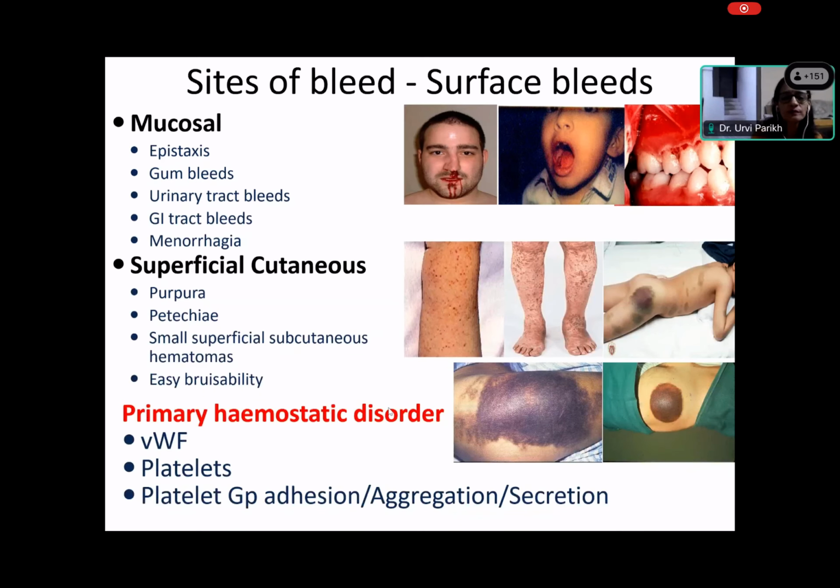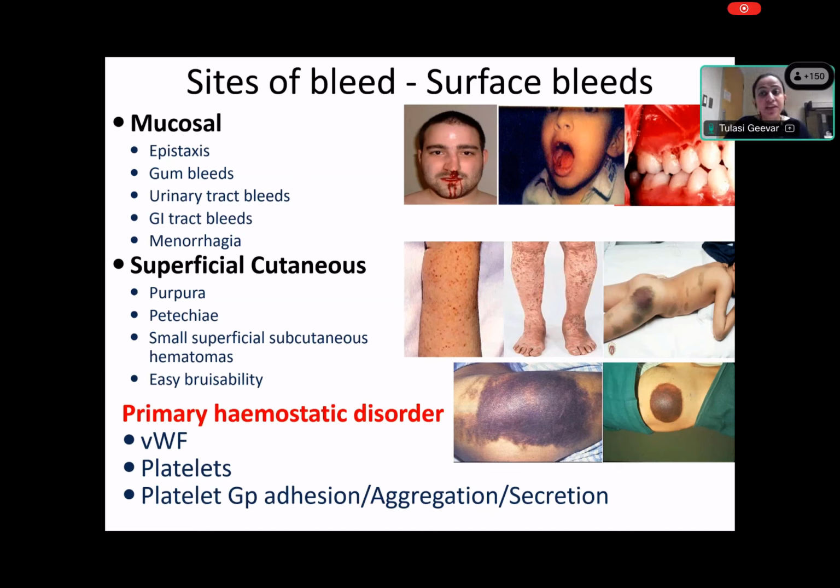Visible now. Thank you. So when you look at the sites of the bleed, there are surface bleeds. They can be surface mucosal bleeds, that is bleeding from the mucosal surface, like epistaxis, gum bleeding, urinary tract bleeding, GI tract bleeding, or menorrhagia. These are mucosal bleeds or surface bleeds, or surface skin bleeds like purpura, petechiae, ecchymosis, easily visible. So these are the types of bleeding manifestation that can be seen in primary hemostatic disorders, like von Willebrand disease, platelet disorders.